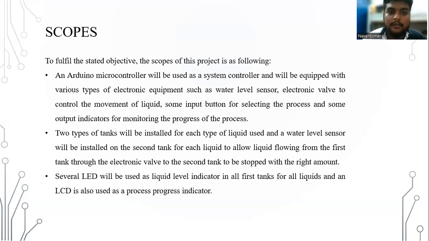So next, for my project scope, we have three scopes. First, an Arduino microcontroller will be used as the system controller and will be equipped with various types of electronic equipment such as a water level sensor and electronic valve to control the movement of liquid. Second, two tanks will be installed. The first will be named the primary tank and the second the secondary tank, which will allow us to measure the liquid. For the third scope, several LEDs are used as an indicator for the water level, high and low.